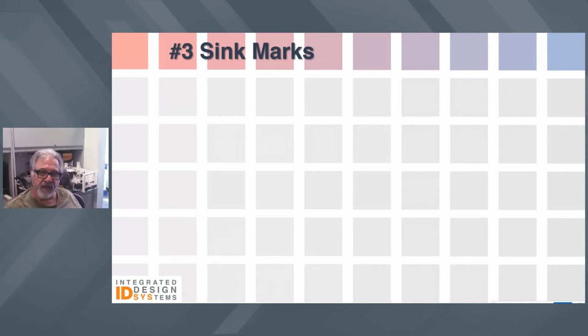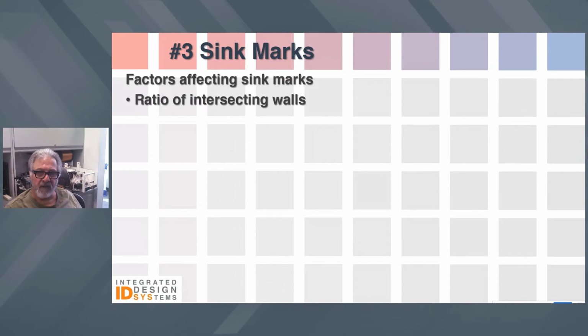Sink marks are one of the greatest challenges for engineers and designers when they're designing injection molded parts. And although the rule of thumb is quite simple, the application is not that easy. So the factors that affect sink marks are the ratio of intersecting walls, meaning if you have two walls, one wall perpendicular to the other, the ratio of, I'll call it a rib, to the fascia wall should be anywhere from a half to 60% that of the fascia wall. That's your limit, 60%. That's the guideline.